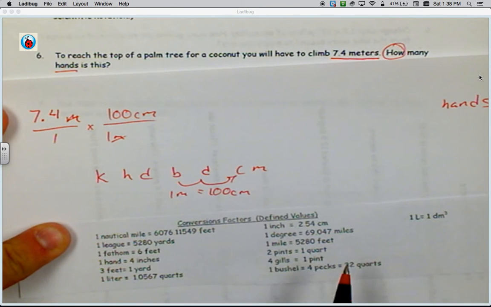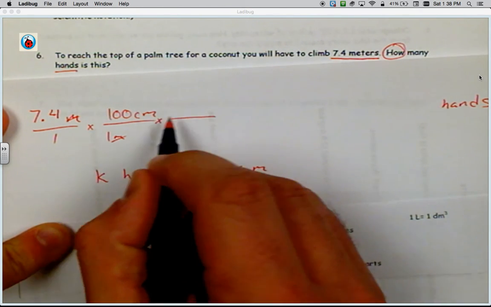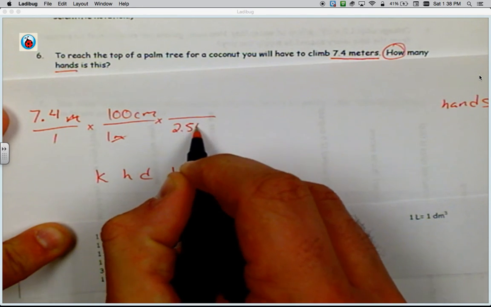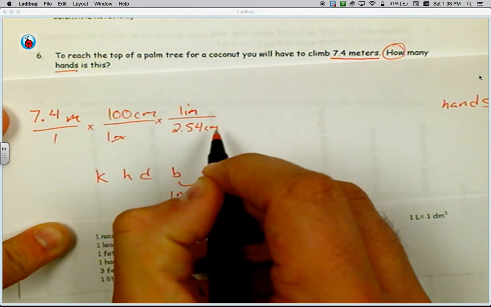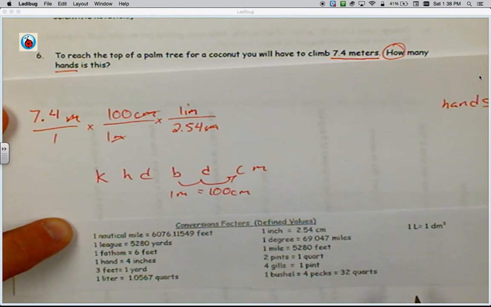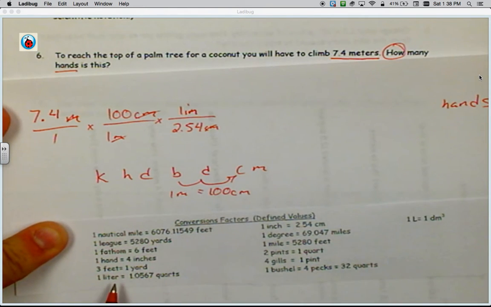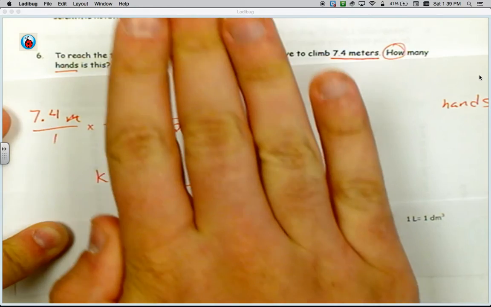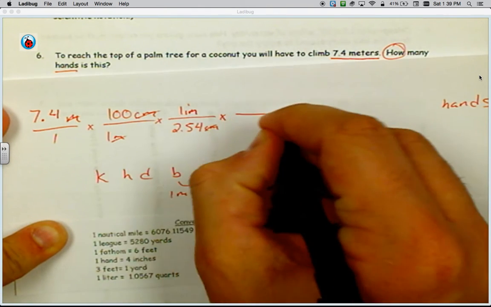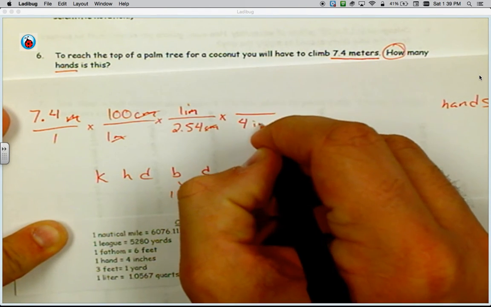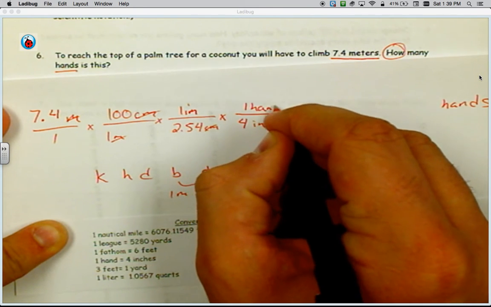We know that there are 2.54 centimeters in every 1 inch. Centimeters on top, so our centimeters go on the bottom here, for every 1 inch on top. Centimeters cancel. We're in inches. Super close. We know that 4 inches is 1 hand. That's about right. Again, I got a big hand, but about 4 inches. Inches on top here, so 4 inches on bottom for every 1 hand on top.